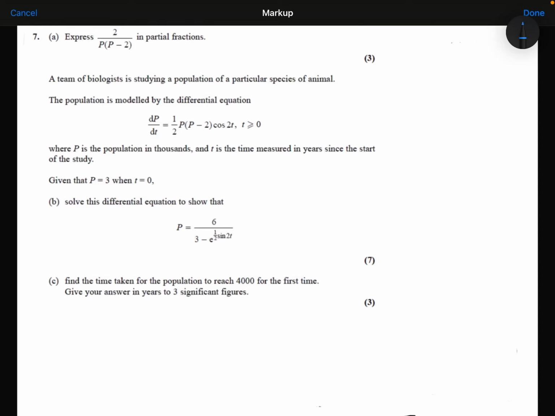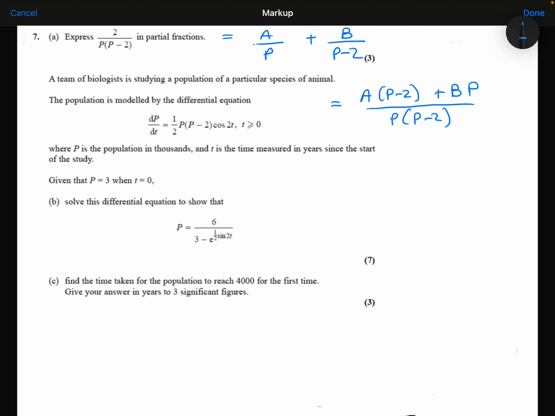Part A. Express 2 over p times p minus 2 in partial fractions. So we'll first write this as a over p plus b over p minus 2. We'll then get a common denominator. So we'll do a times p minus 2 plus b times p. Our common denominator is now the p times p minus 2.